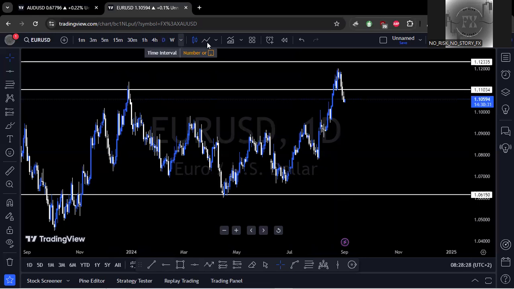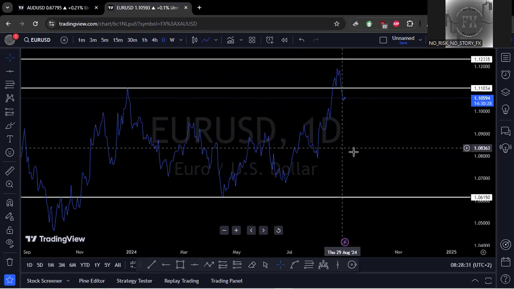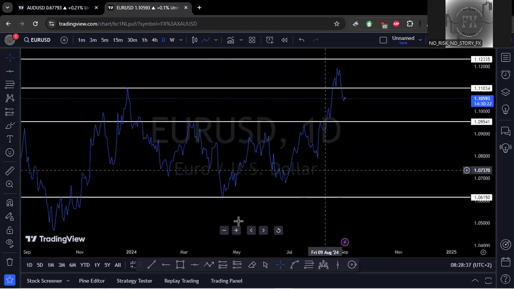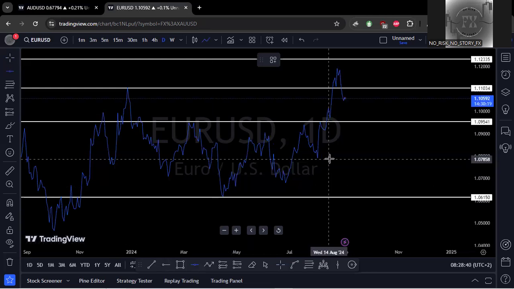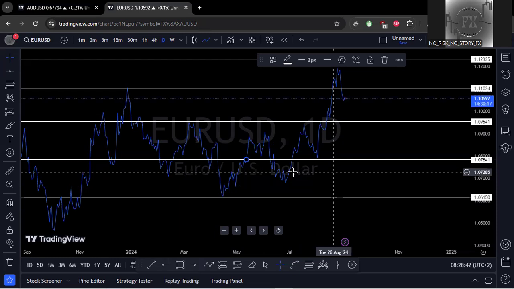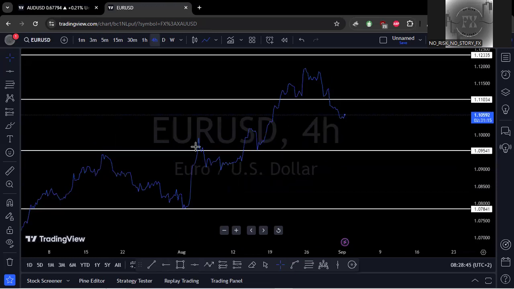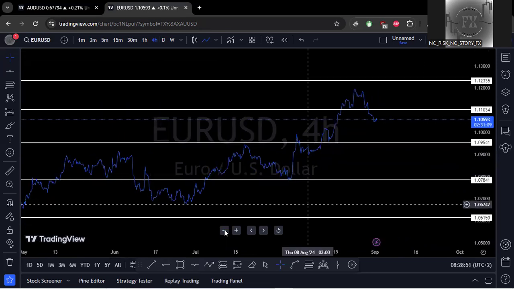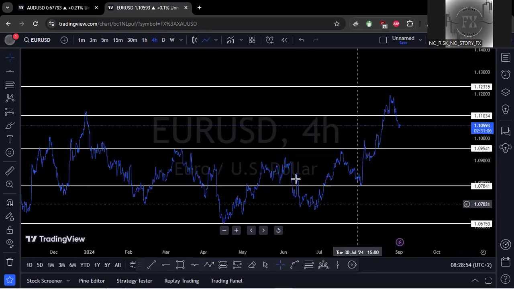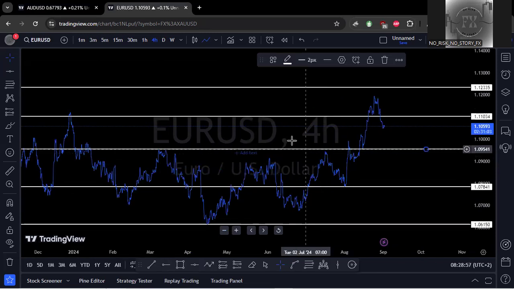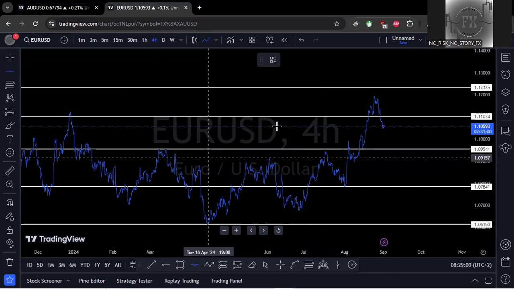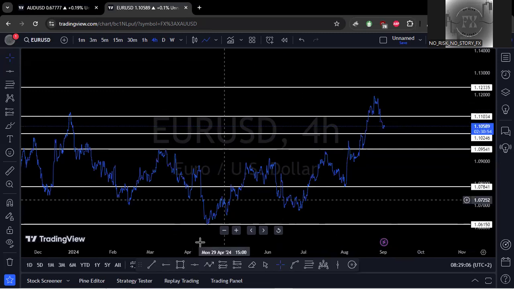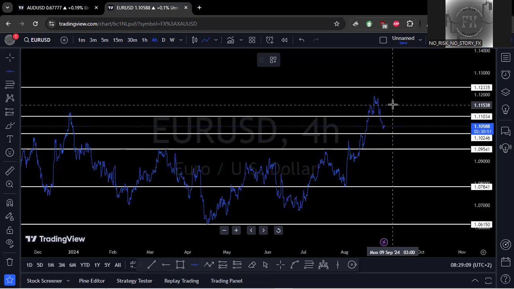So let me go to my line chart and draw the areas where I think the market is mostly sensitive to. And this is the first one. And then let's go to my 4 hour time frame. Still good. Let me just highlight this one too, and also this one here.